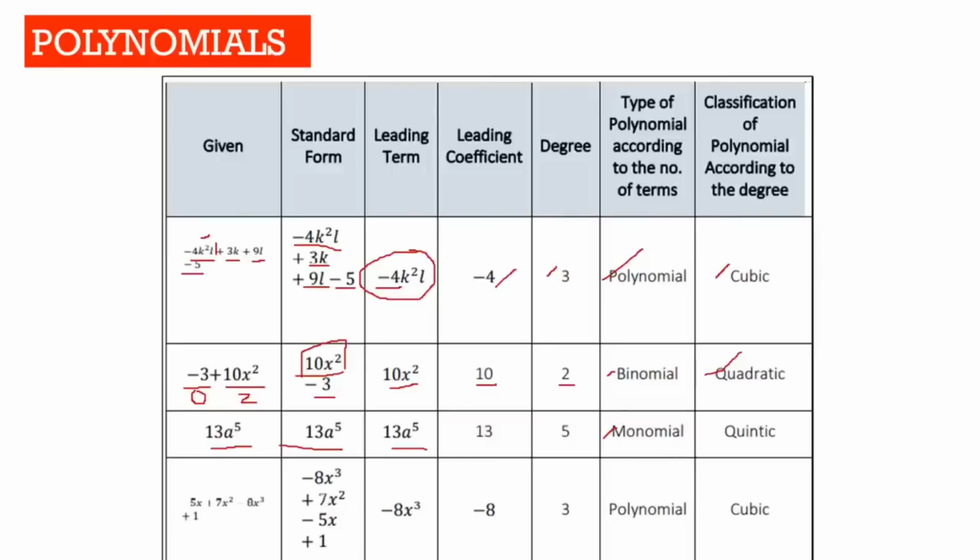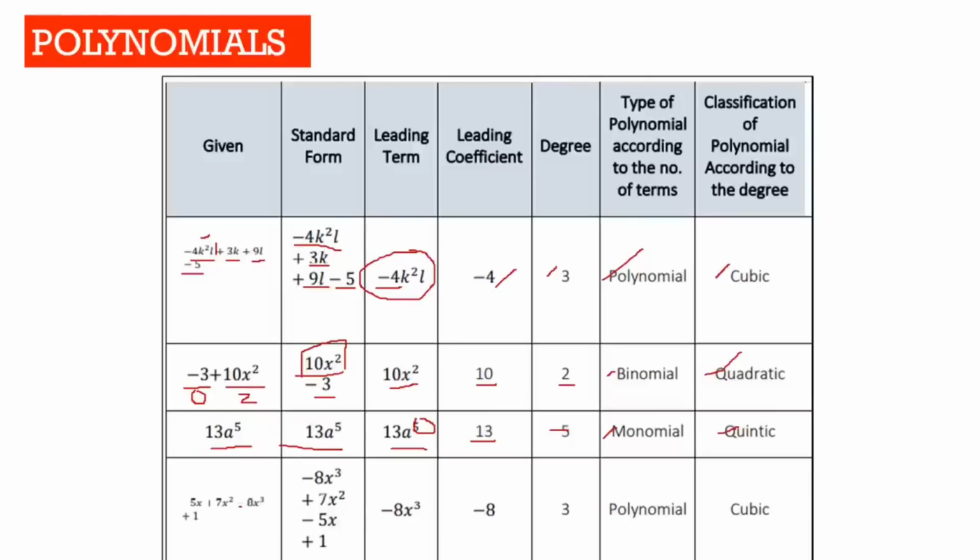It is also the leading term, and the leading coefficient is 13. The degree of our literal coefficient is 5, so we call it a quintic polynomial. Lastly, we have 5x plus 7x minus 8x cubed plus 1.